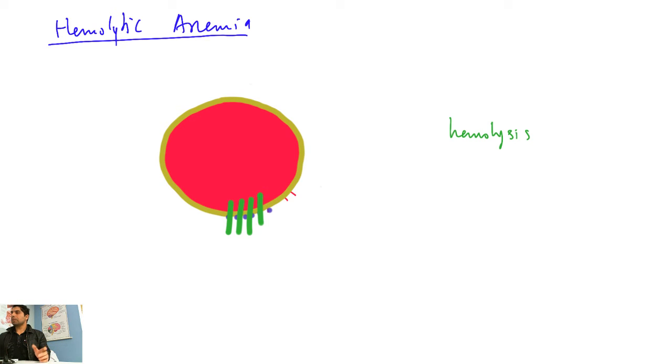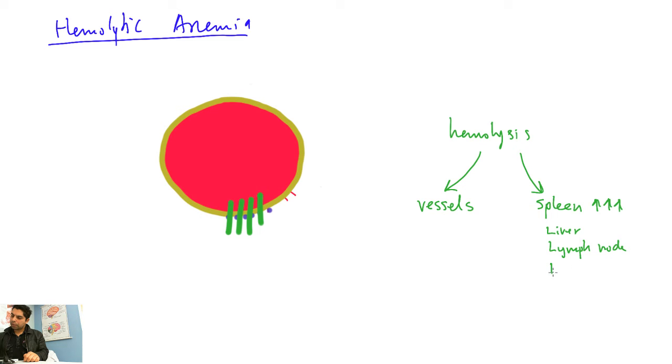Rupture of RBCs. Two places this can occur. One is within vessels, which is known as intravascular. The second one is in the spleen, primarily spleen in adults, some in liver, some in lymph node, some in bone marrow, and these are known as reticuloendothelial organs or tissue. But I'll keep it to spleen for now because that's the primary one.